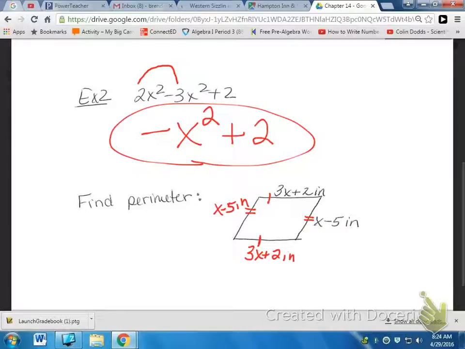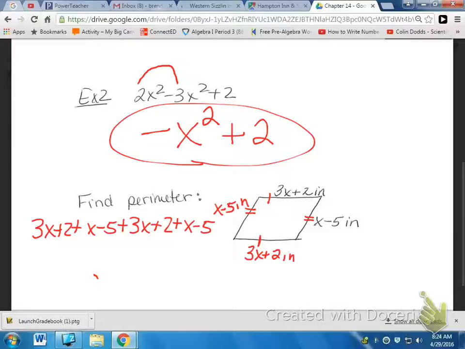So what is perimeter anyway? Like the outside line. Yeah, the outside lines. How far is it all the way around there? So what do you do to find a perimeter? Add them all up. So basically what you're going to do here is this. If I started at the top and kind of went clockwise, I'd have 3x plus 2 plus x minus 5 plus 3x plus 2 plus x minus 5.